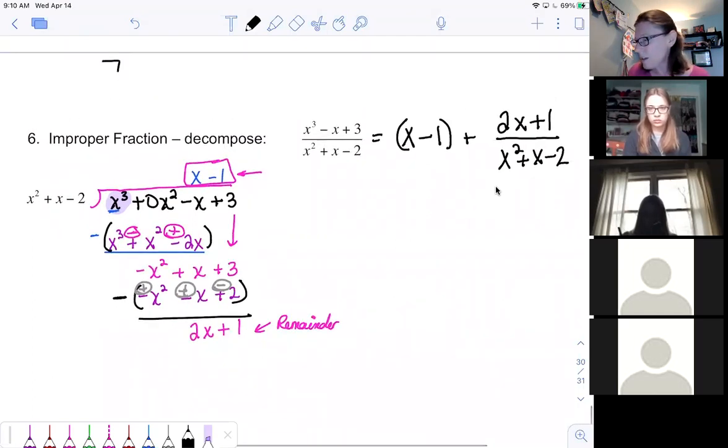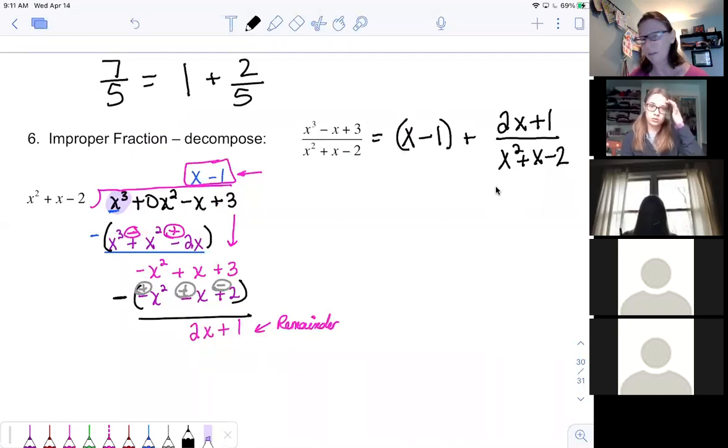Just like if I had 7 over 5, I pulled out a 1 and I'm left with 2 out of 5. It's the same thing. So I pulled out the 1, I'm left with 2 out of 5. Well, we pulled out x minus 1, oops. We're left with the 2x plus 1 out of my original denominator, x squared plus x minus 2. Questions?